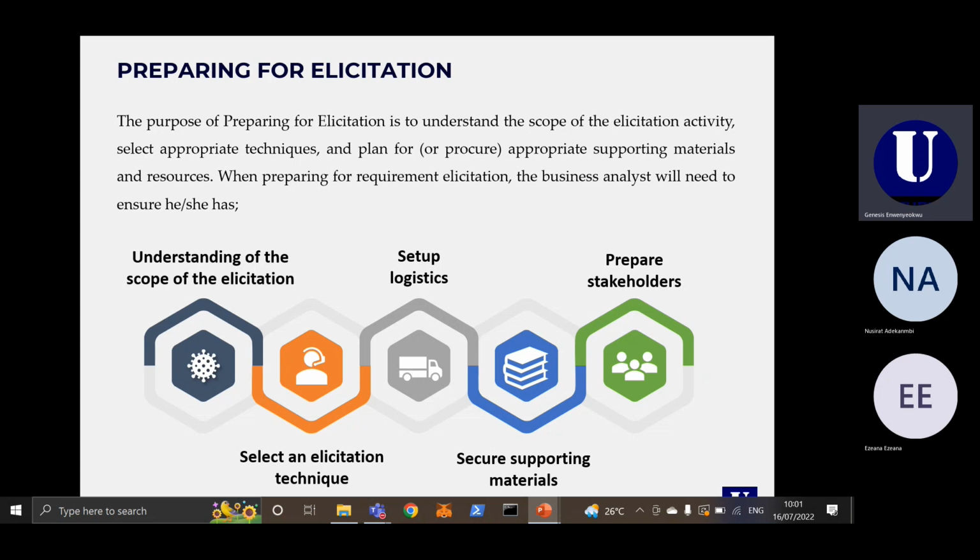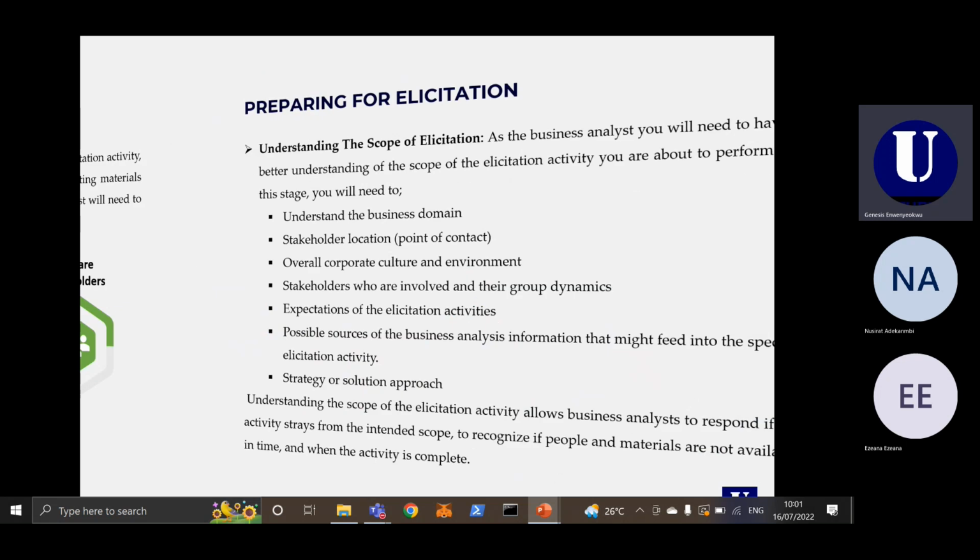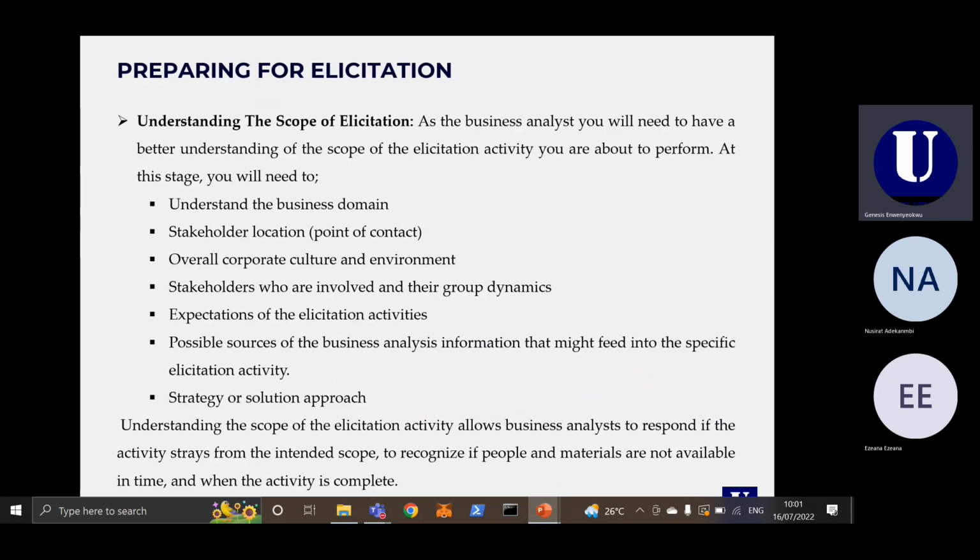This will help your stakeholders to have a good understanding of what you want to do and what you want to achieve. So let's take each and every one of them one piece after the other. Understanding the scope of elicitation. In understanding the scope of elicitation, as a business analyst, you will need to have a better understanding of the scope of the elicitation technique or the elicitation activity you are about to perform.